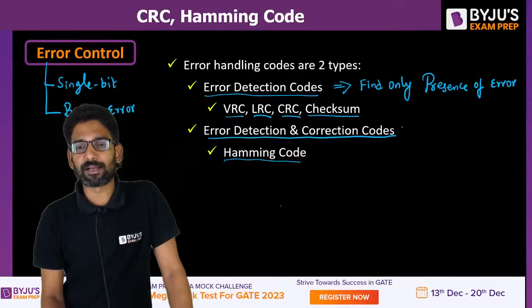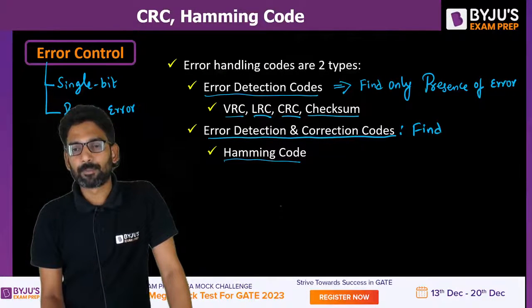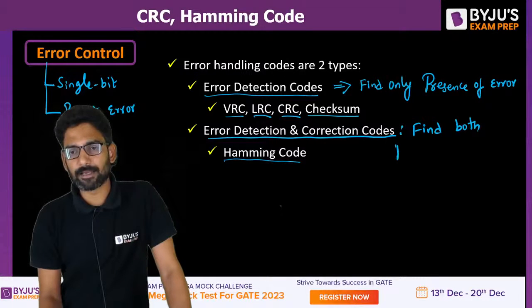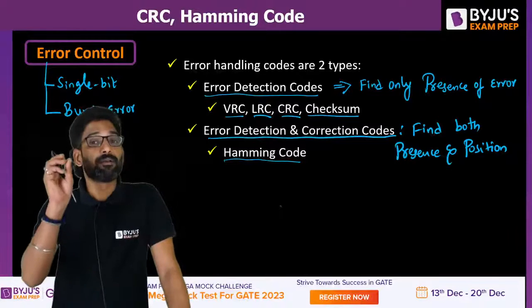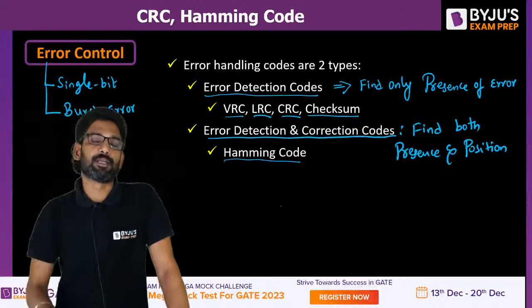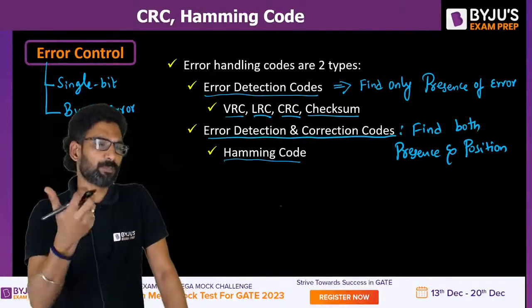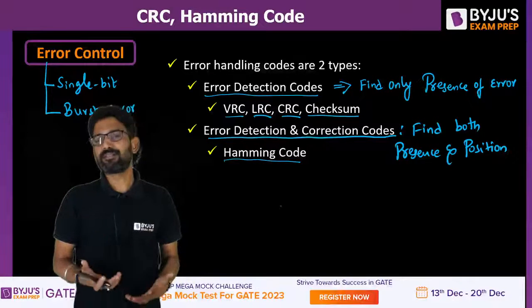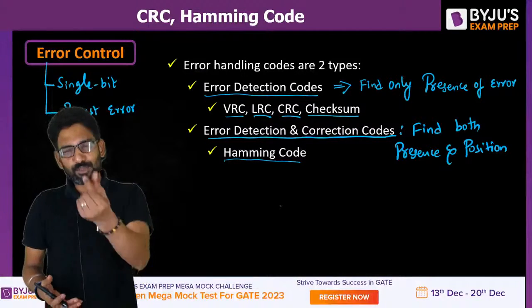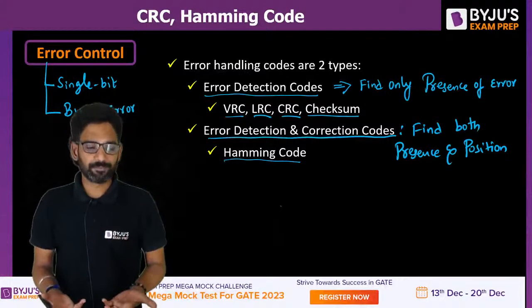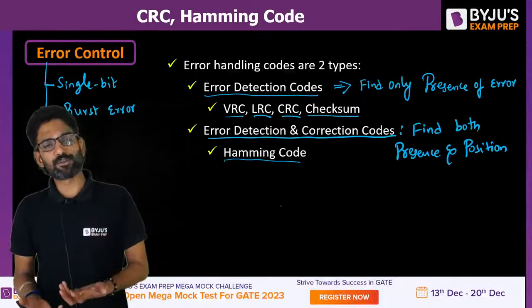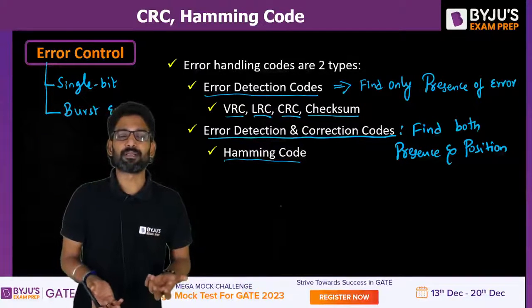Correction code can find both presence as well as position. Means it will tell you whether error is there or not, and if error exists, at what position the error is. When you know the position in binary, correction is simple, dear friends. When you know that the existing 1 is an error, what should the actual bit be? 0. If 0 is in error, the actual bit should be 1. So correction would be simple.